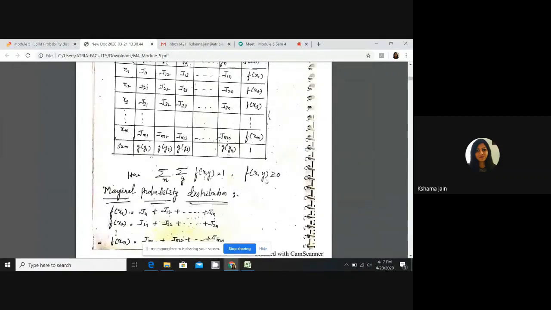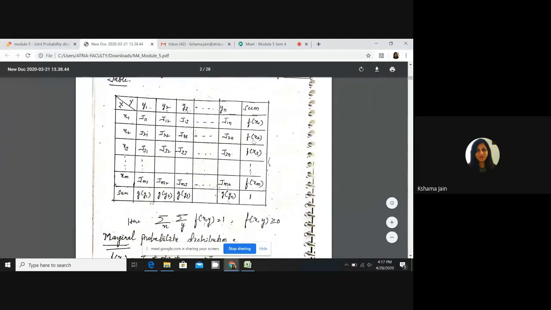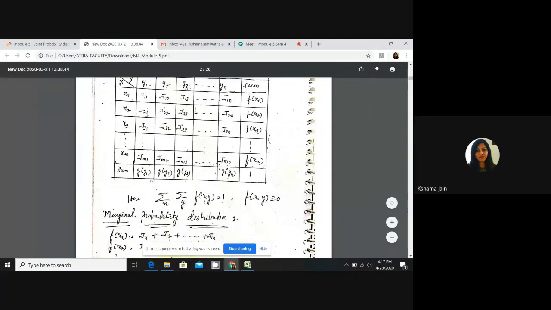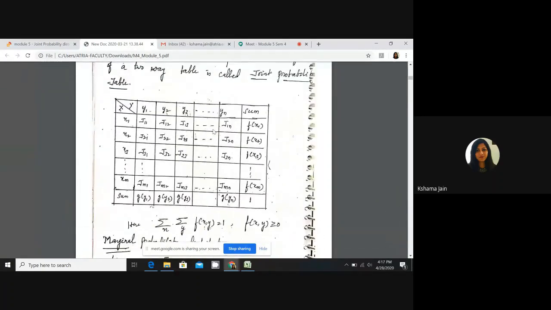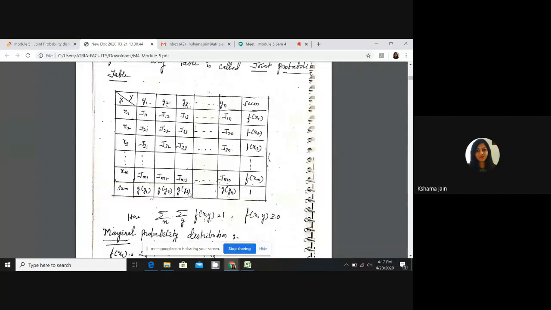Marginal probability distribution means to segregate. Now this was a joint distribution, and if you segregate them individually, corresponding row individually, that is called marginal. So here we know that fx1 was J11 plus J12 plus J13. See here, what I told you, this is the sum. So this is called marginal. These terms are called marginal probability distributions.